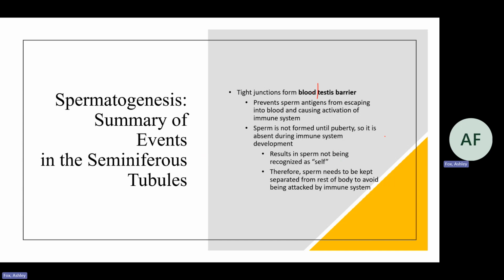So sperm actually have to be kept separated from the blood supply directly, because if it interacts with the blood, it's going to be considered a foreign cell and it's going to be attacked by the immune system. So it's going to be attacked by T cells and B cells. This is why the nurse cells forming tight junctions is really important and a part of the blood-testes barrier, because without this, sperm are going to be destroyed and not produced and not go through spermiogenesis.